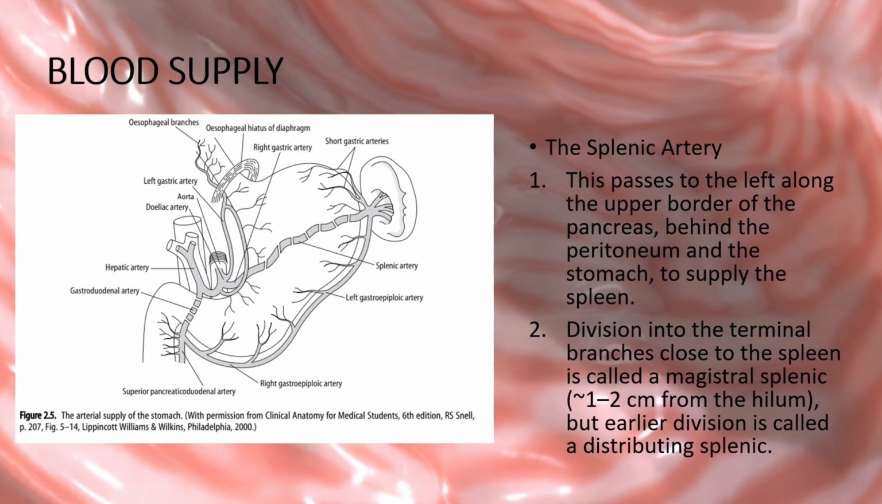But earlier, the division is called a distributing splenic. During its course, it gives off branches to the pancreas just before entering the splenic hilum, and it gives off the short gastric arteries supplying the gastric fundus and the left gastroepiploic artery. Later, it passes downwards to the right along with the greater curvature of the stomach, between the two layers of the greater omentum, to anastomose with the right gastroepiploic artery in the mid portion of the greater curvature. Also, it gives off branches to the anterior and posterior gastric walls, which anastomose with branches of the gastric arteries along with the lesser curvature.